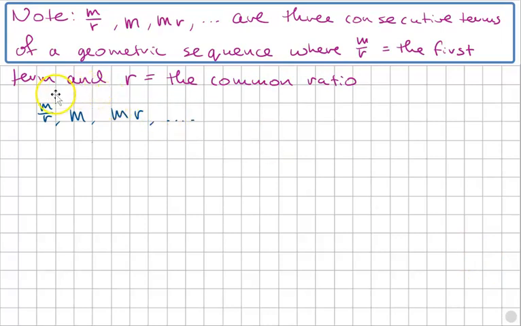So let's say again we have m over r, comma m, comma m r, dot dot dot being the first three terms of a sequence. And they don't have to be the first three, they just have to be consecutive, but typically we tend to use them with the first three terms, but they could be the 7th, 8th and 9th term, for example, or the 5th, 6th and 7th term, for example. So long as they're consecutive.